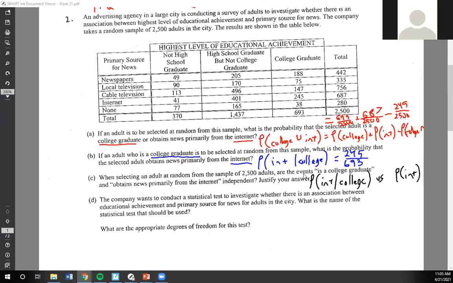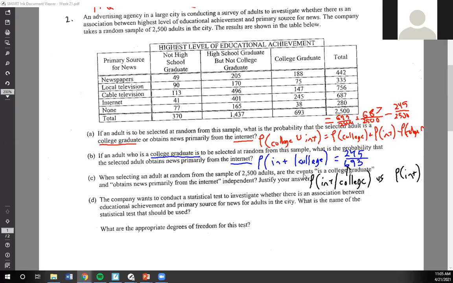This was actually asked on the practice test you took, and people did not know how to do it. So that's part of why we're doing this part of the question. So probability of internet given college should equal the probability of internet, because what that is saying is that being told that someone is a college graduate does not affect the probability that they get their news from the internet.